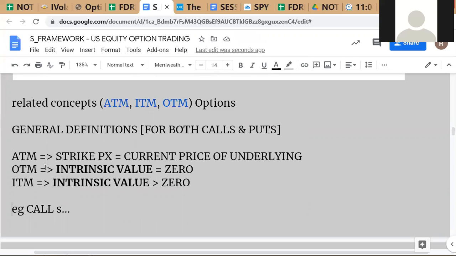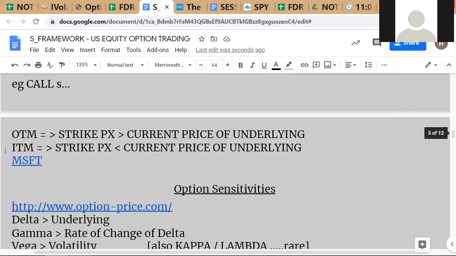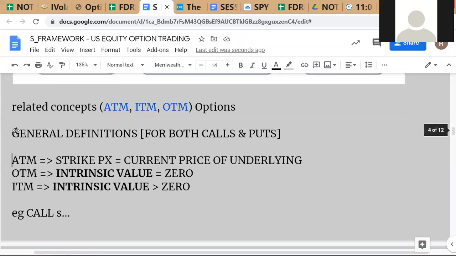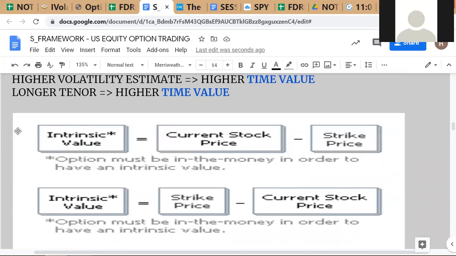ATM is this, OTM means just IV is equal to 0, and ITM means in the money, intrinsic value is greater than 0. OTM means intrinsic value is equal to 0. So these are the concepts that you need to learn, the 3 concepts here. And we can write down here these full terms: ITM, OTM, ATM. I don't think they're written here anywhere.